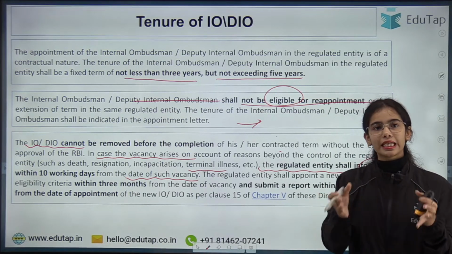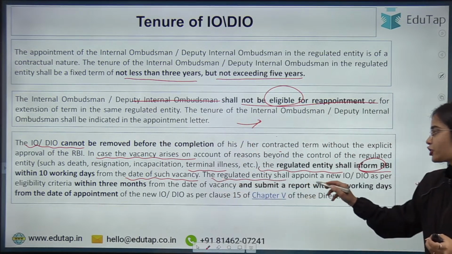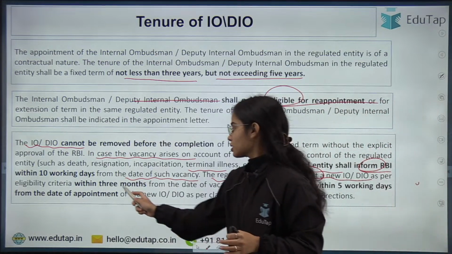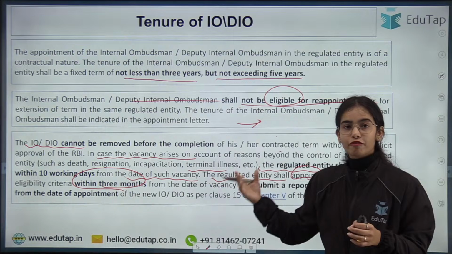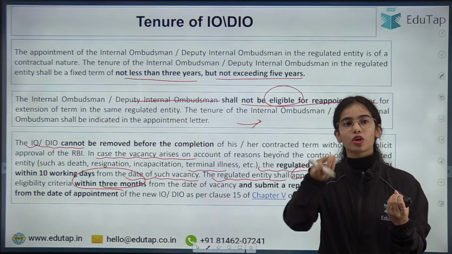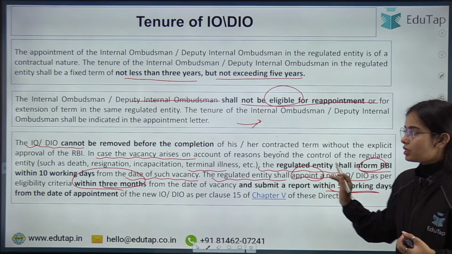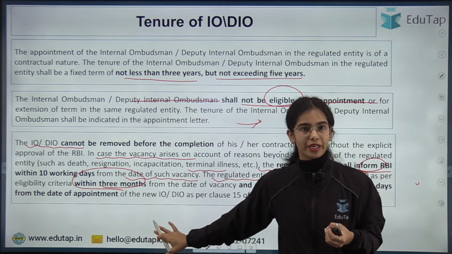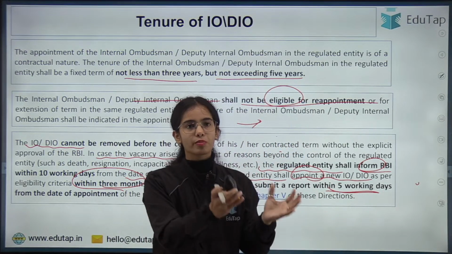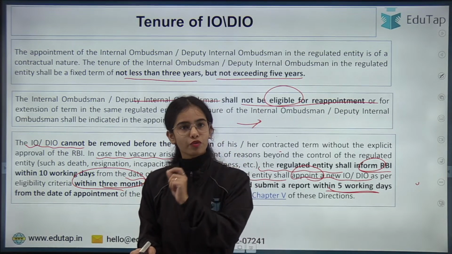So in that case, within 10 days, the regulated entity has to inform the RBI, and the regulated entity shall appoint a new internal ombudsman or the deputy internal ombudsman within 3 months of the vacancy. After the appointment, within 5 working days, the regulated entity has to report to the RBI about the new appointment. Okay, so first of all, the person cannot be removed before their completion without the approval of RBI.